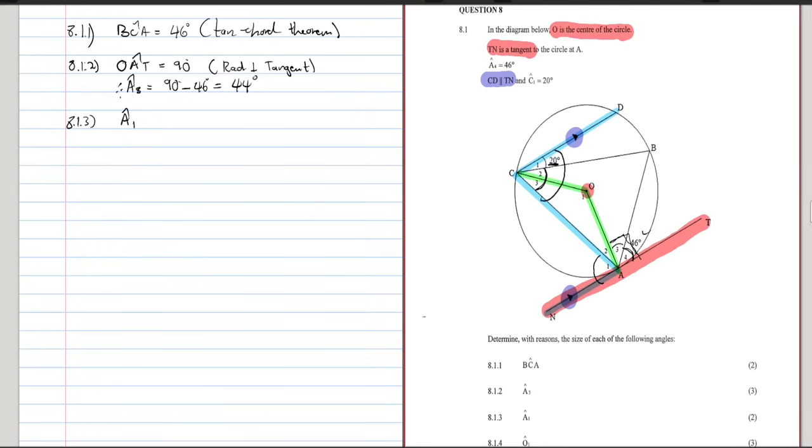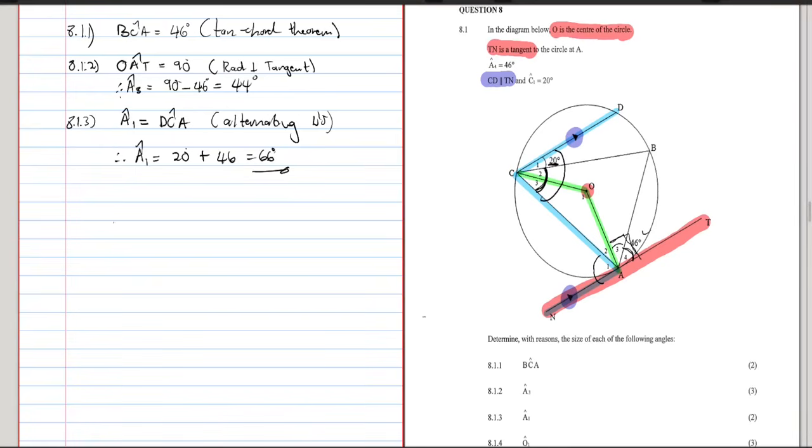So it's that 20 degrees plus this 46 degrees. So I can say A1 is equal to angle DCA. Why are they equal? It's because they are alternating angles. Therefore, A1 is equal to 20 plus 46, which gives us 66 degrees. That is the answer.